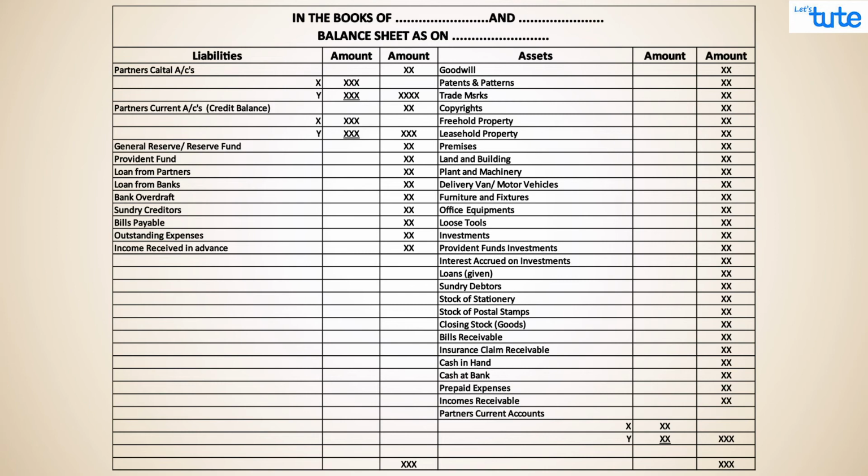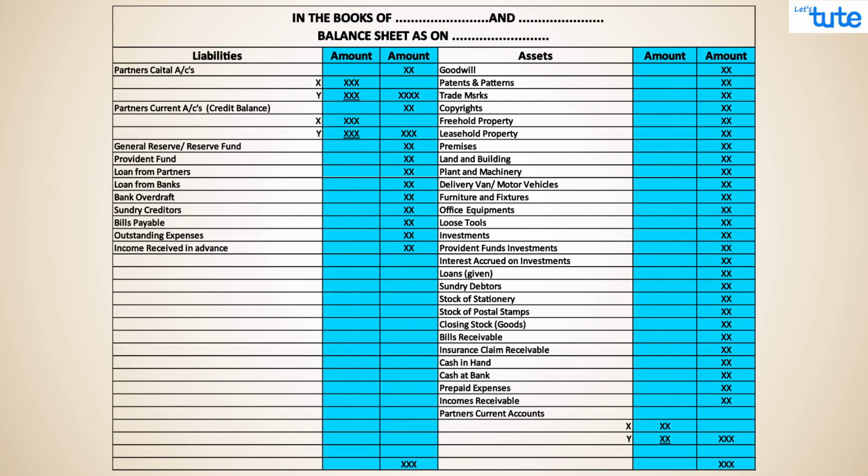Now on the right hand side, we record all the assets like fixed assets, that is goodwill, land and building, furniture, etc. and other assets like investments, sundry debtors, loan given, closing stock, cash or bank balance, income receivable, partners' current account debit balance if any, and all other assets. At the end, after recording all assets and liabilities in the balance sheet, the total of both the sides should always be equal, that is the balance sheet should tally.